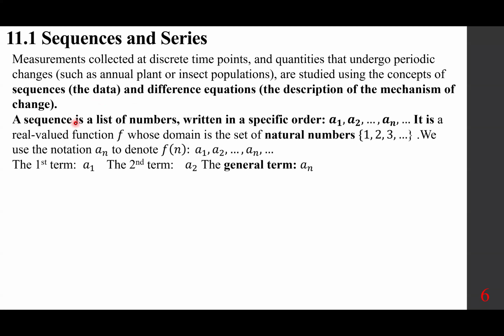A sequence is a list of numbers written in a specific order, a sub 1 all the way to a sub n. It is a real valued function f whose domain is the set of natural numbers 1, 2, 3 to infinity. We use the notation a sub n to denote f of n, a sub 1 all the way to a sub n. The first term is a sub 1. The second one is a sub 2, and in general is a sub n.